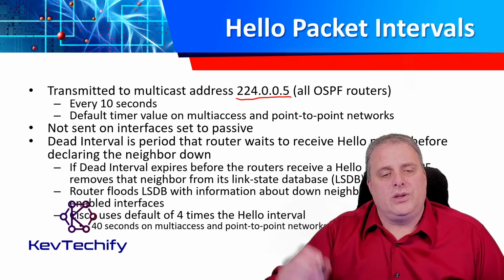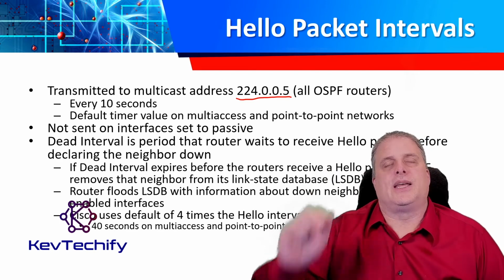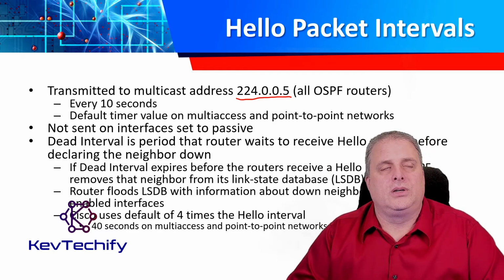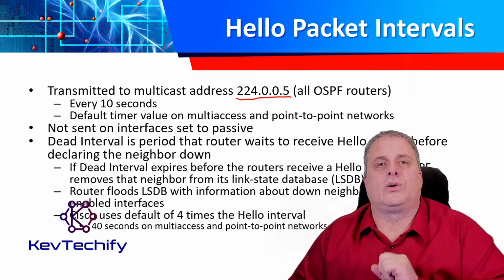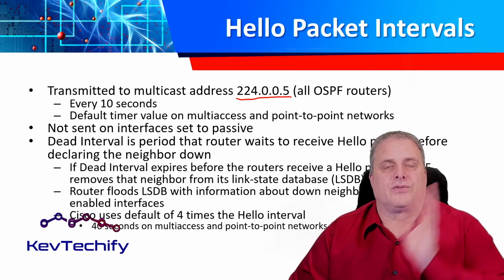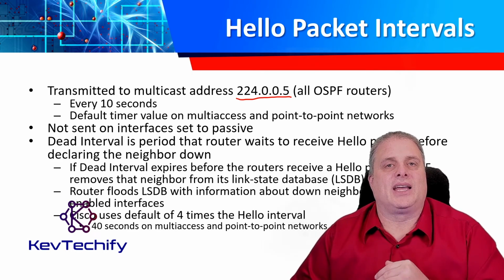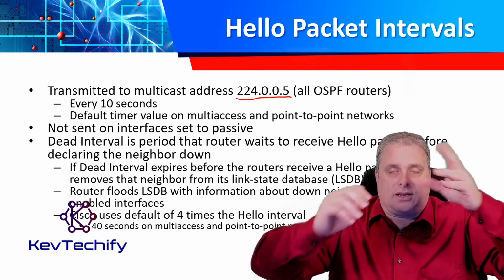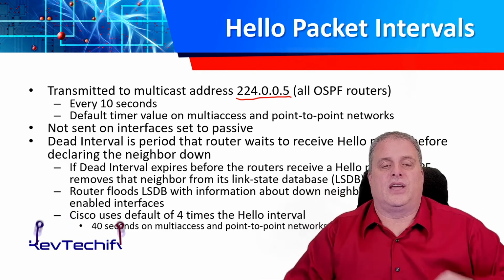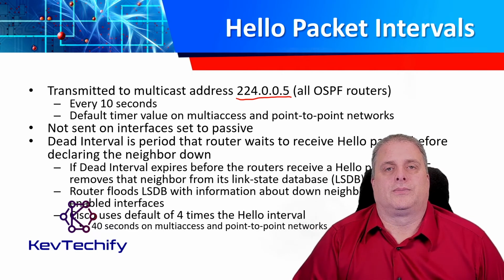By default, Cisco's default dead interval timer is 4 times the hello interval timer. If we take all the defaults, the hello timer is 10 seconds. We send out a hello packet every 10 seconds. The default dead interval is 4 times the hello timer, which is 10 seconds. So 4 times 10 is 40. On a completely default system, that dead interval is 40 seconds. And that goes for multi-access networks and point-to-point networks.